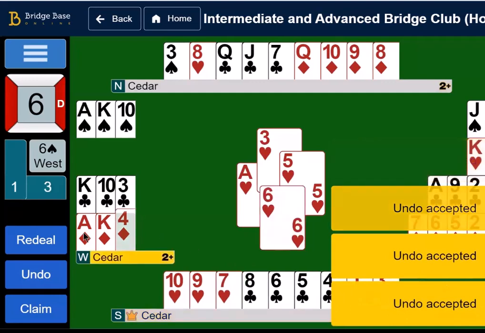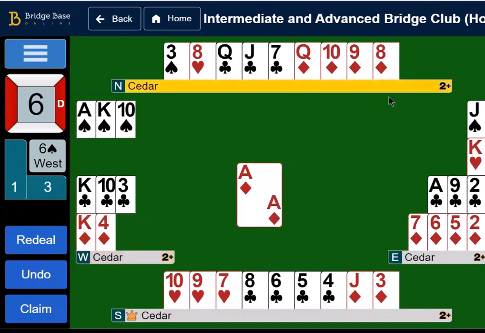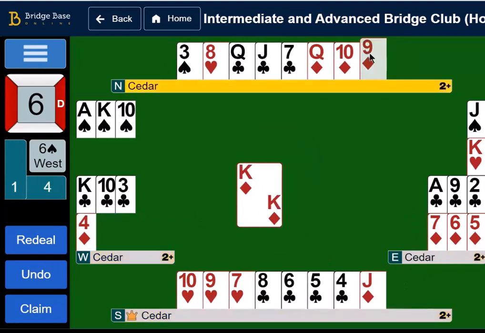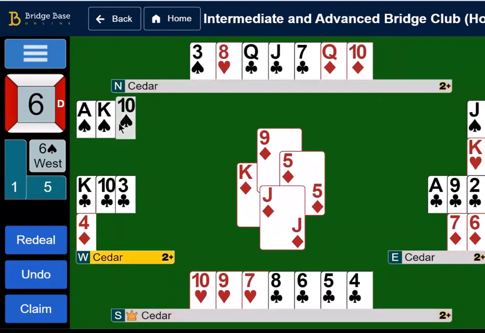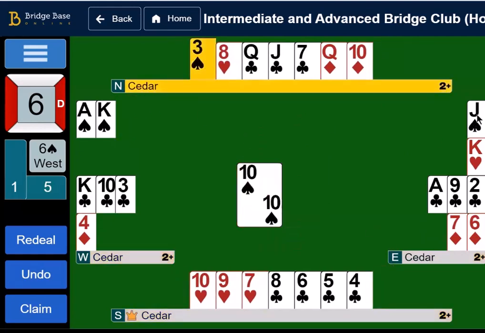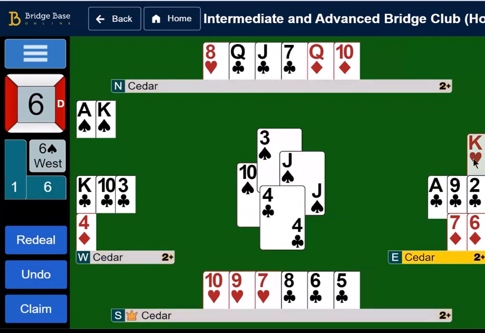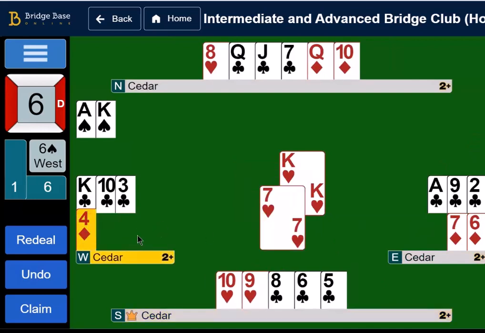So if I actually cash my... Oh, wait a minute. Would they rough the diamonds? Problems. I think it's worth the risk. Okay, so I'm going to play a diamond here. Okay, now I'm going to cross over to dummy. I'm glad nobody roughed anything. Jolly good. And now the king. And I used it to throw my diamond.